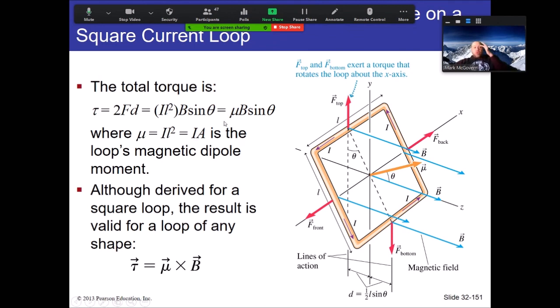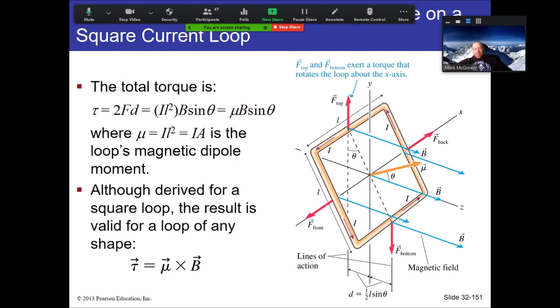So this whole expression becomes mu B sine theta, which has the form of a cross product, and it is a cross product. So the torque vector is given by the dipole moment vector, mu, cross B. And what this tells you is not only the magnitude of the torque, but it tells you the direction that this thing is going to rotate.